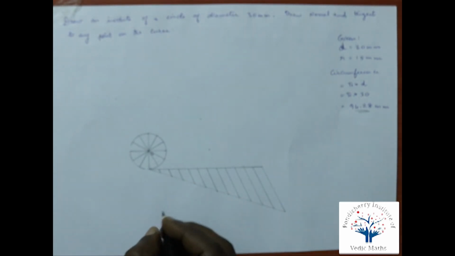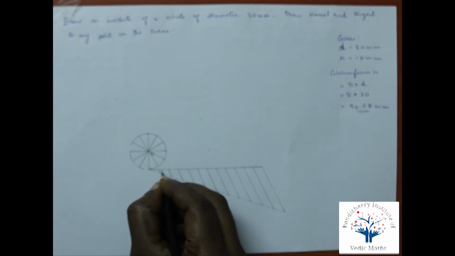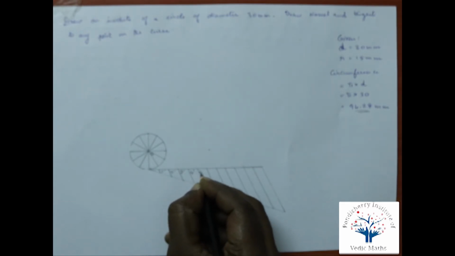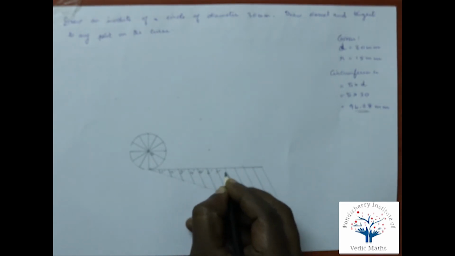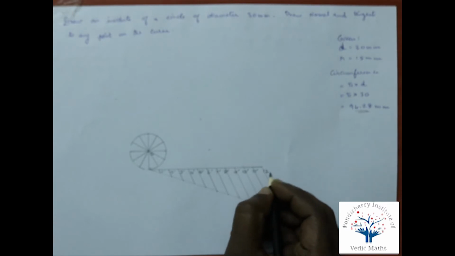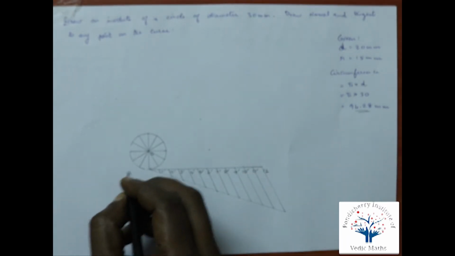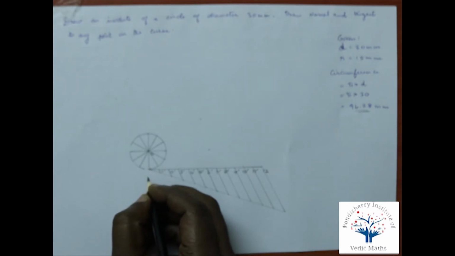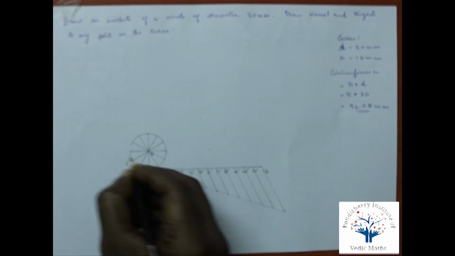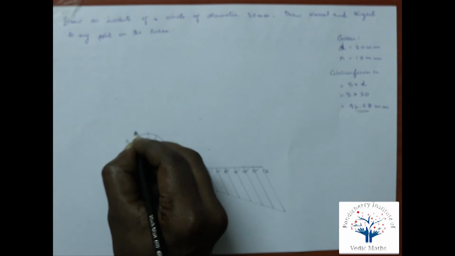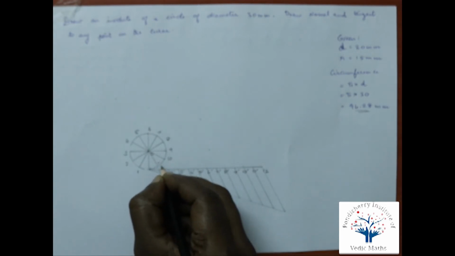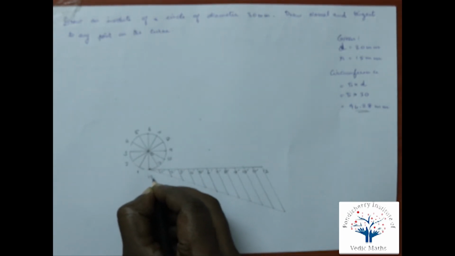பிரிச்சாச்சு, நம்பரிங். 1 dash னு போட்டுக்கலாம், 2 dash, 3 dash, 4 dash, 5 dash, 6 dash, 7 dash, 8 dash, 9 dash, 10 dash, 11 dash and 12 dash. Let me go for this point numbering. We are doing it in clockwise direction. 1, 2, 3, 4, 5, 6, 7, 8, 9, 10, 11 and this point is going to be 12.